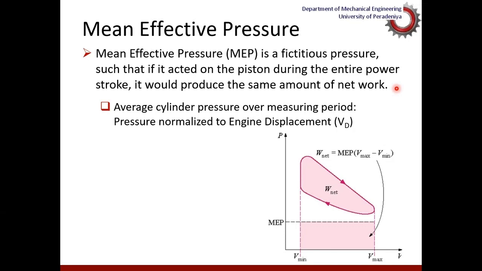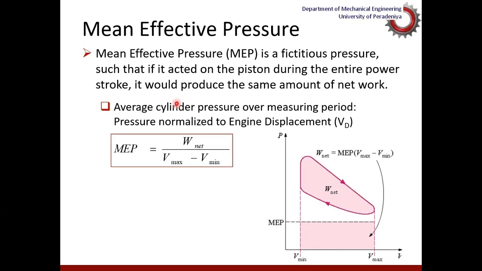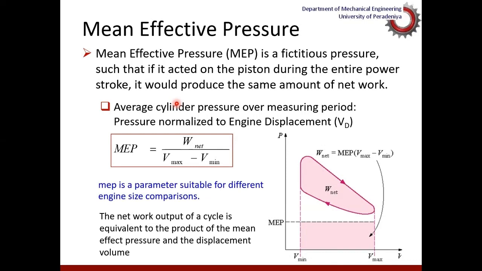So the mean effective pressure normalizes the work done by an engine to the displaced volume of it. In simple speaking, it is defined as net work of the engine divided by the displaced volume, that is maximum volume to minimum volume, so that we can find an average quantity which is independent of the size of the engine. So that is something that we could frequently use to compare engines of different sizes.